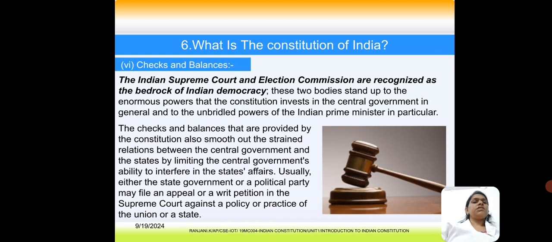Next is checks and balances. In India, the Supreme Court and the Election Commission are recognized as the bedrock of the Indian Constitution. These two bodies stand up to the enormous powers that the Constitution invests in the central government in general, and the umbrella powers of the Indian Prime Minister. The checks and balances provided by the Constitution also smooth out the strained relationship between the central and state governments by limiting the central government.